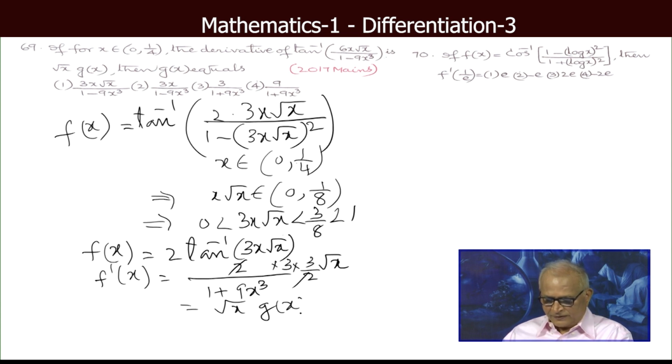So, what is g(x)? g(x) is 9 by 1 plus 9x cubed. I hope you follow. f'(x) is given to be root x into g(x). The derivative of f(x) is given to be root x into g(x), where g(x) is 3 times 3, that is 9 by 1 plus 9x cube, which is option 4. Follow?